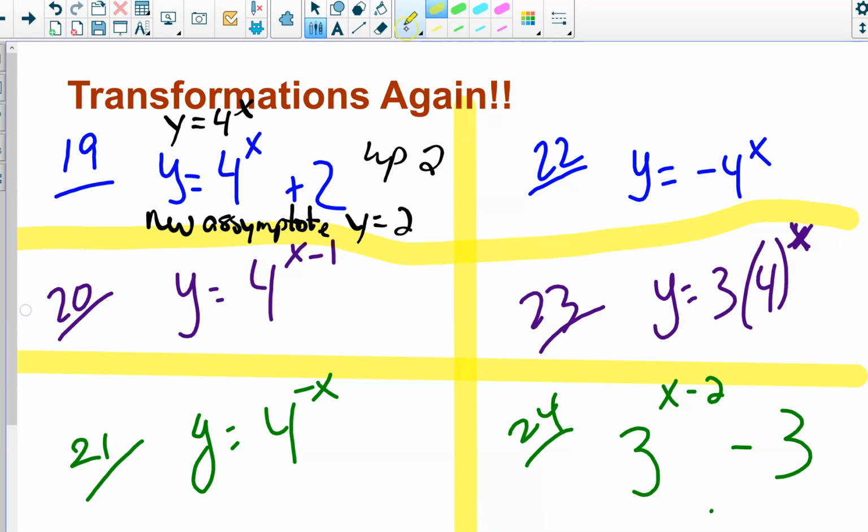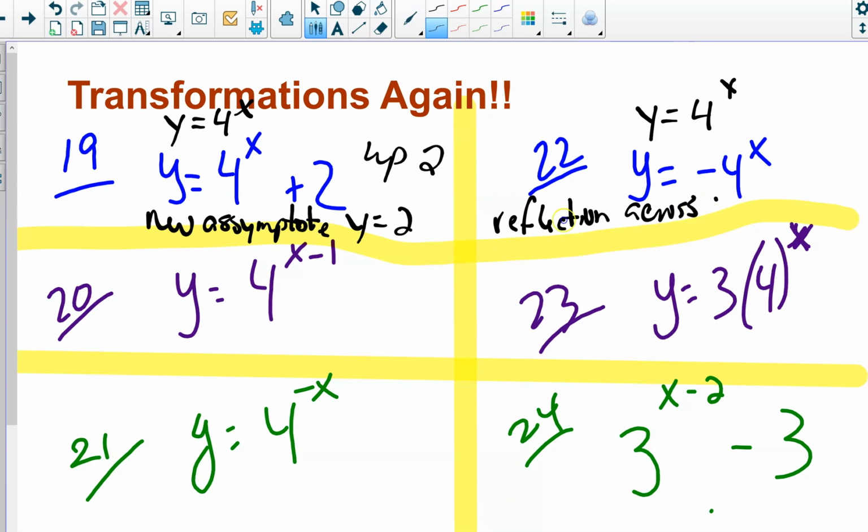Just want to separate these out for you. And then this next one here, the parent function is y equals 4 to the x. So this one had a reflection across the x-axis. That's the negative there. The next one here, again, the parent function is y equals 4 to the x. So this one, what happened is the x went to the right 1. Because it is connected, you don't have to have parentheses on that, but it's to the right 1.